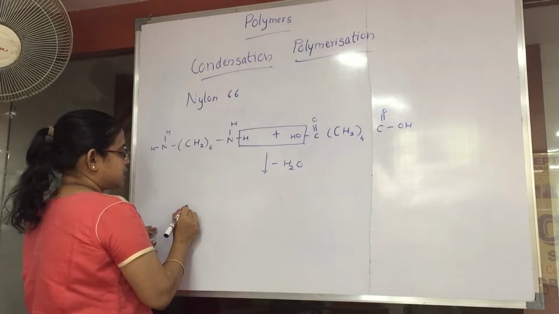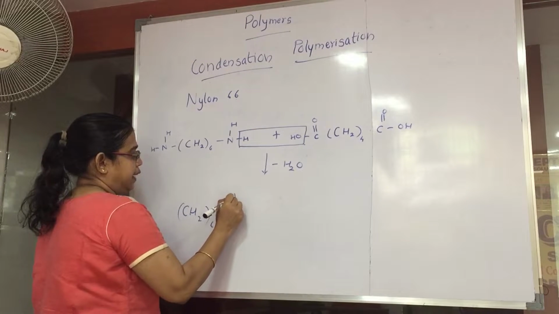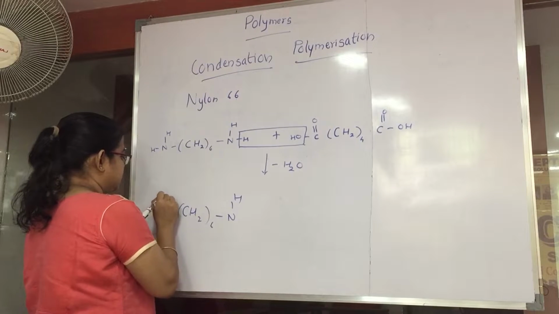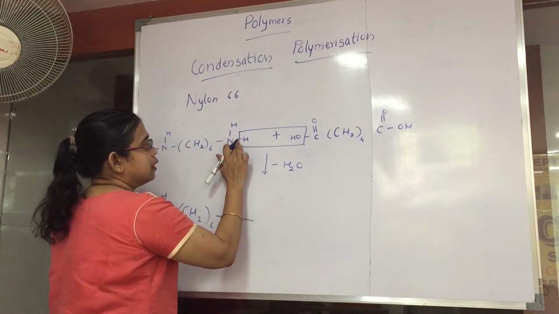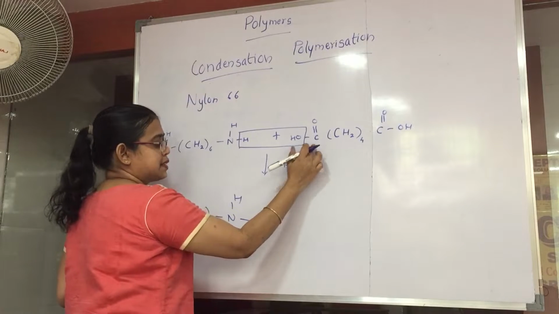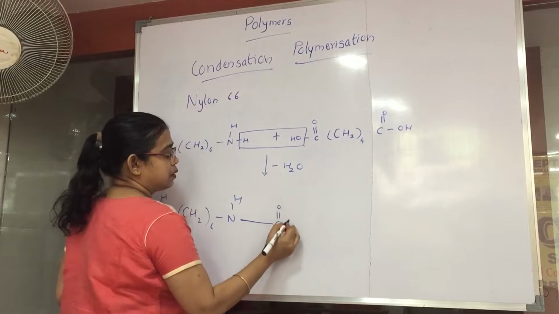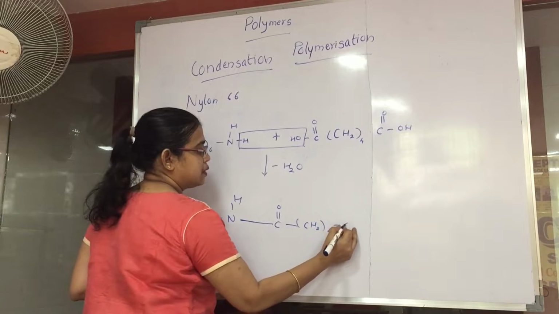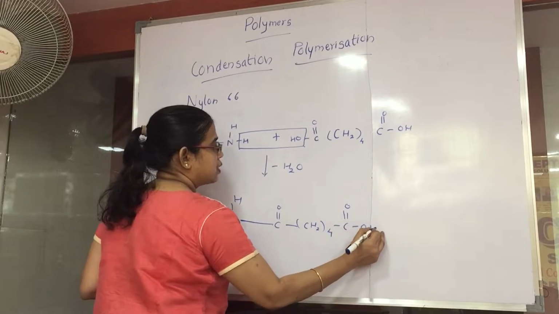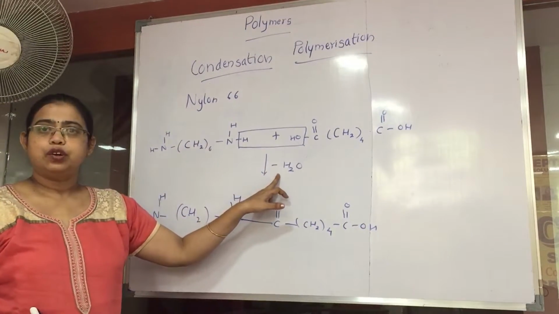So we can just write the product. NH, NH, H. Now this nitrogen will directly join this carbon. So CO, CH2, 4 times, COOH. So we can see we have joined these 2 monomers by removing a water molecule.